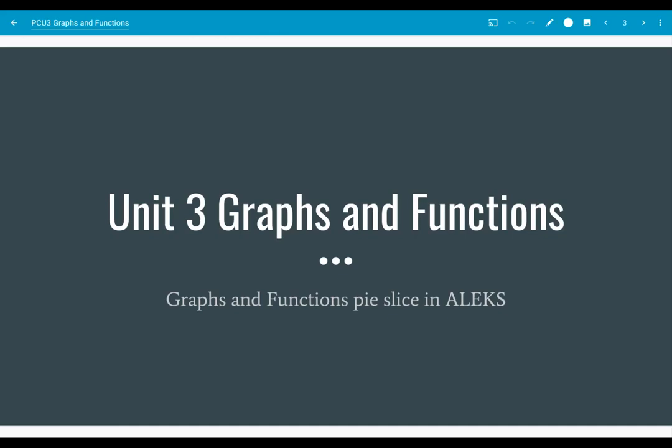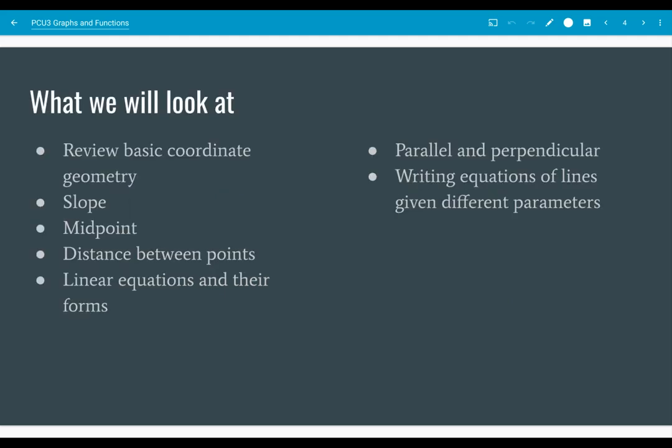Here we are moving on to Unit 2. Hopefully the sound will be a little bit better. I heard your complaints, and I'm trying a different microphone this time. So Unit 3 is graphs and functions, and conveniently it will correspond to the graphs and functions PySlice and Alex. So let's go ahead and get started.